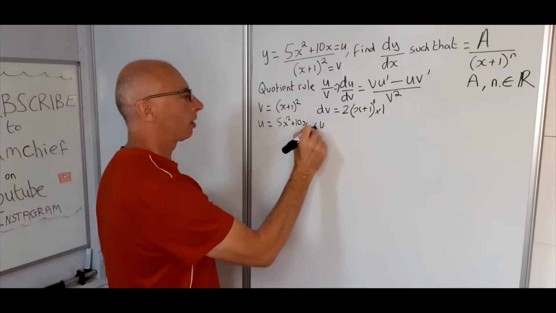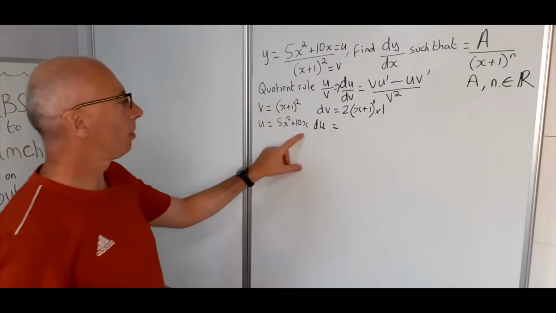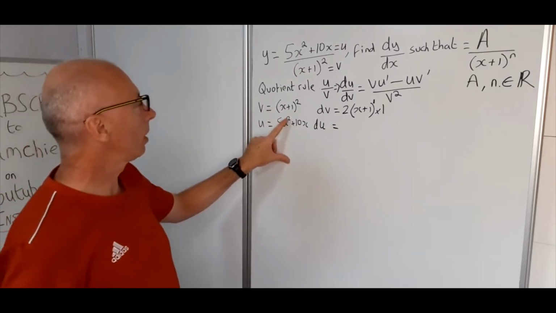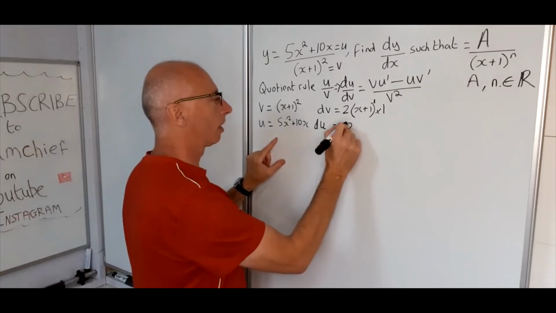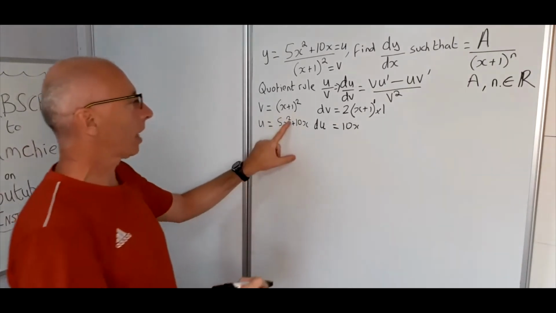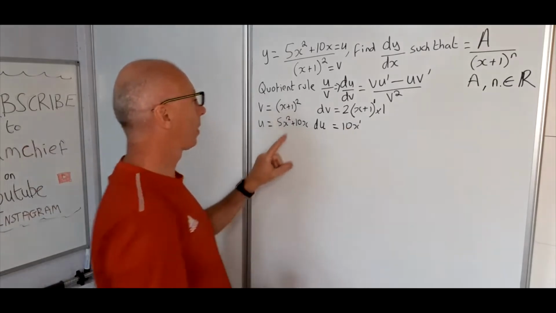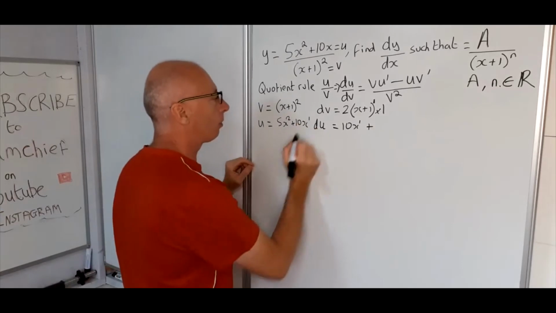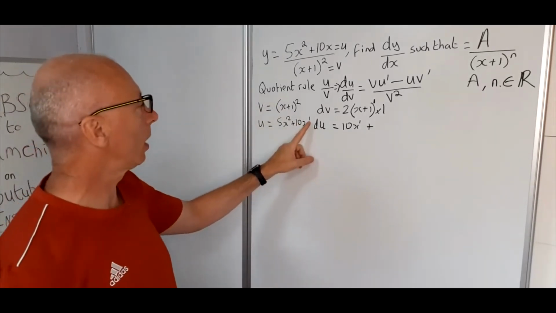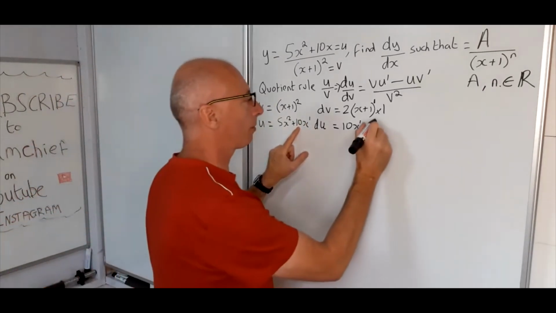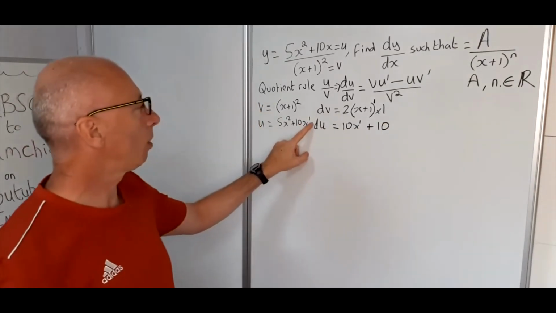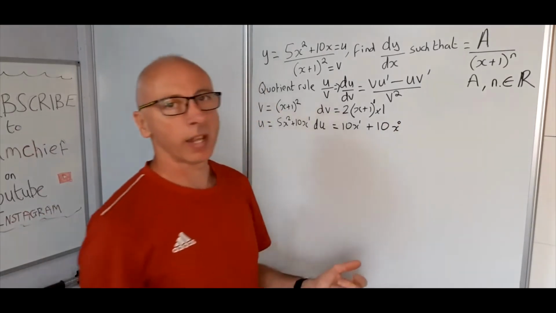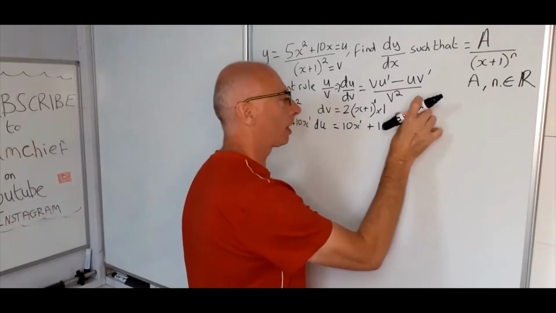And then du. The derivative of this is just do each term at a time. So 5x squared: 2 times 5 is 10, and then reduce the power of the x by 1, so that's just 10x to the 1. And then the plus stays, and then 10 times x, so again we've got an imaginary 1 there, 1 times 10 is 10, and then x to the 1 minus 1 is x to the 0, well that is just 1, so therefore we don't need that term there.